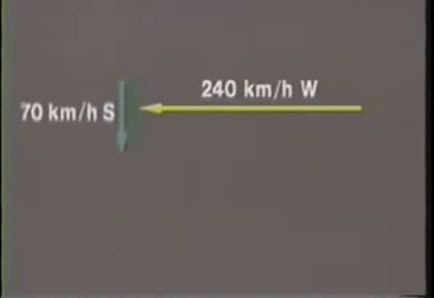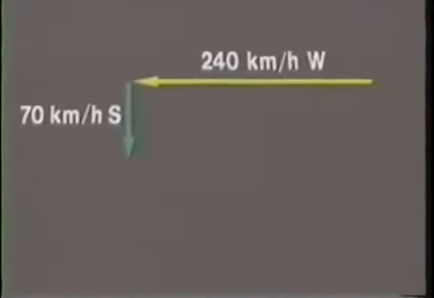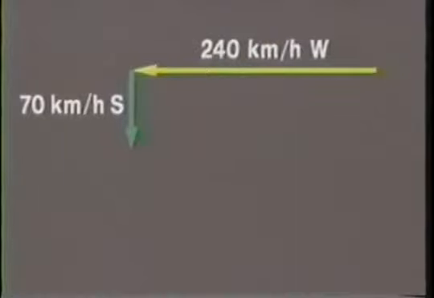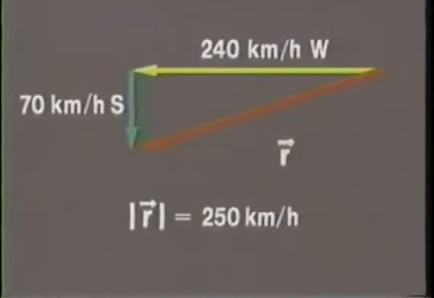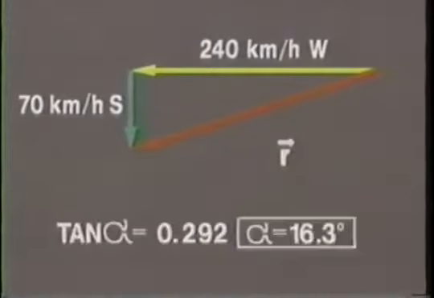As we've seen, when two vectors meet at right angles, the resultant vector can be found using the Pythagorean theorem and trigonometry. The magnitude with the theorem, and the direction using the tangent ratio. But there are other ways of working with vectors.